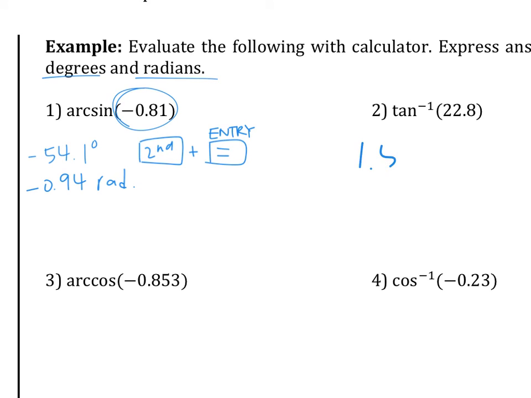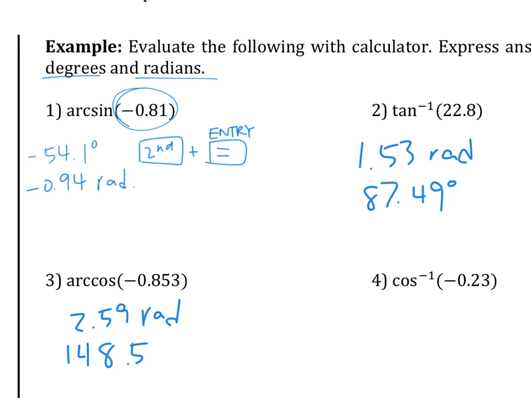Number 2, 1.53 radian, or 87.49 degrees. Number 3, 2.59 radian, or 148.54 degrees. Number 4, 1.80 radian, or 103.3 degrees. Okay, so on your test and things like that, make sure you have a degree sign. If you don't have a degree sign, I'm going to assume you meant radian. Okay. Please be careful.